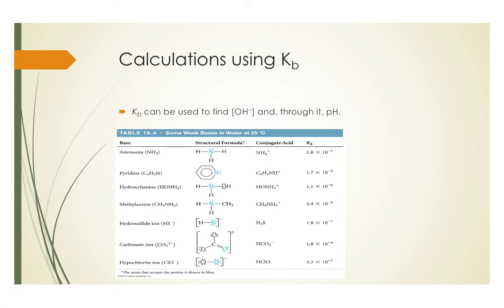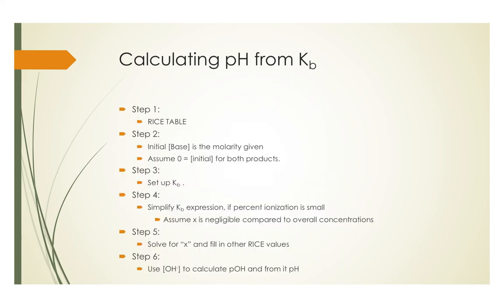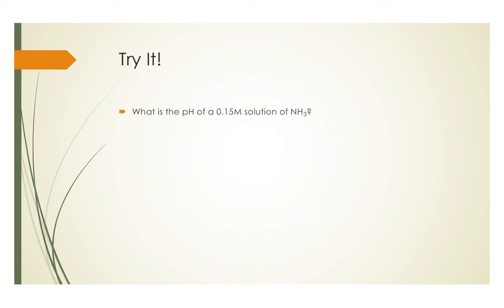Okay. So calculations using Kb. With Kb, you can find OH, and then through that, you can use the relationships that we've learned to figure out what pH is from there. So how would you do this? Well, you would go ahead, RICE table, given the initial molarity is the molarity given, 0 for the products, set up your Kb expression, simplify it if percent ionization is small, solve for x, that gives you OH, and then use OH to calculate pOH and pH. So let's go ahead and give this a try. What is the pH of a 0.15 molar solution of NH3? Okay, so here's our reaction.